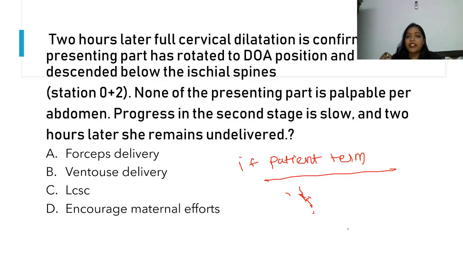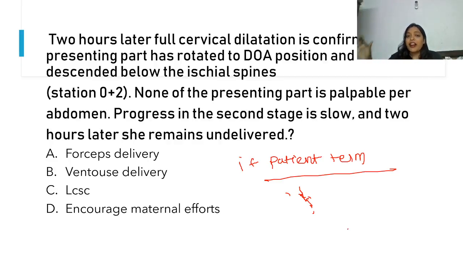That is called deep transverse arrest. Deep transverse arrest with android pelvis, you have to go for cesarean section. Deep transverse arrest with adequate pelvis, you have to rotate it 2/8. For rotation, vacuum is more preferable than forceps. So we go for vacuum delivery there.